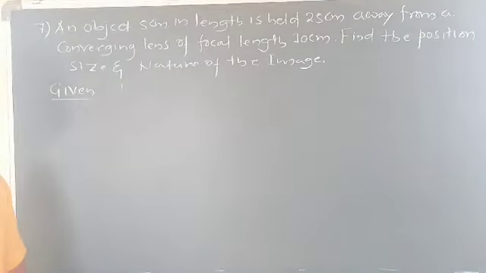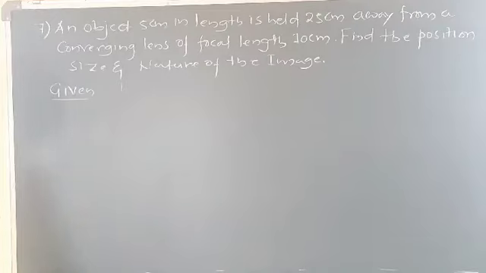Today, I would like to discuss with you some more problems related to the light chapter. Here we have problem number 7. An object 5 centimeter in length is held 25 centimeter away from a converging lens of focal length 10 centimeter. Find the position, size, and nature of the image.